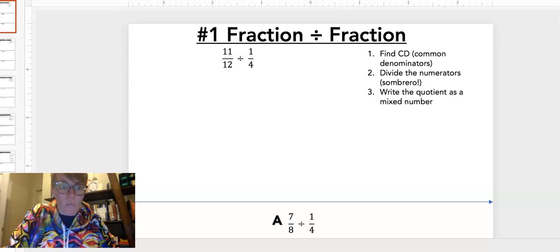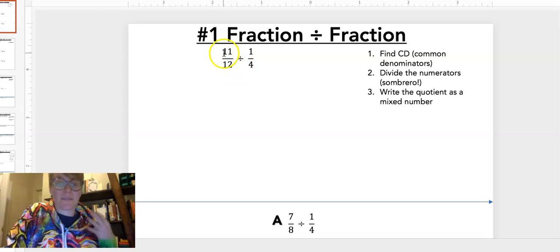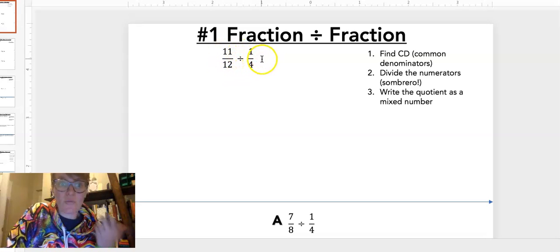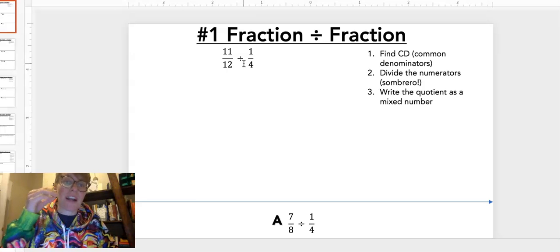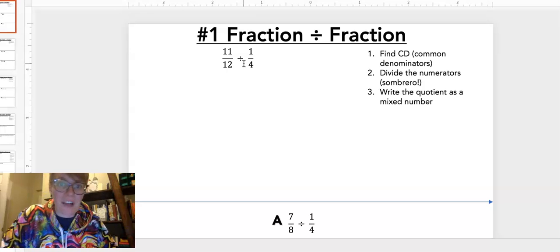11/12 divided by 1/4. So when I check this out, 11/12 is the total because it's the first number, and then we're dividing it into 1/4. Now, we have three key steps when we're dividing fractions by fractions. Step number 1, CD, or find common denominators.